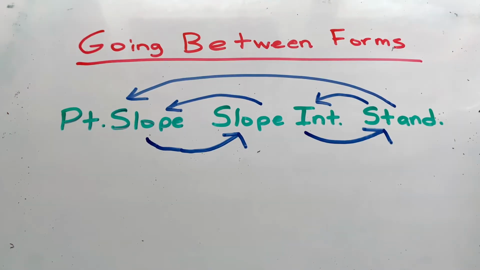Going between forms is relatively simple, with slope-intercept being in the middle as the main control, and the only exception is that standard can skip over slope-intercept to point-slope. So if you want to go from point-slope to standard, you have to go through slope-intercept and then get to standard. But if you want to go from standard to point-slope, you can just skip over slope-intercept and go straight to point-slope. And then slope-intercept can go to point-slope or it can go to standard.